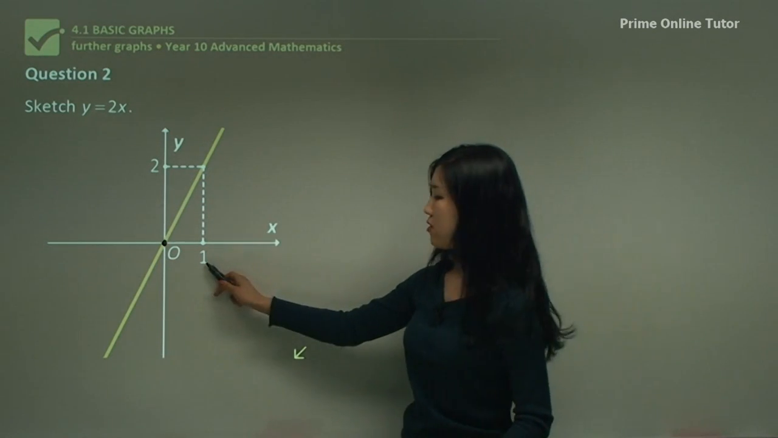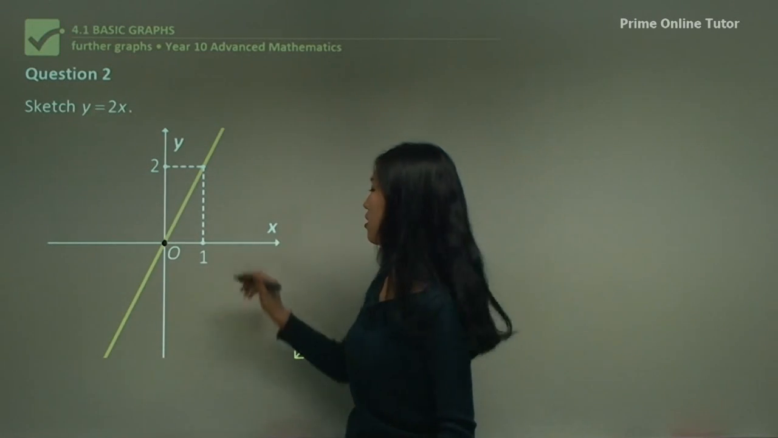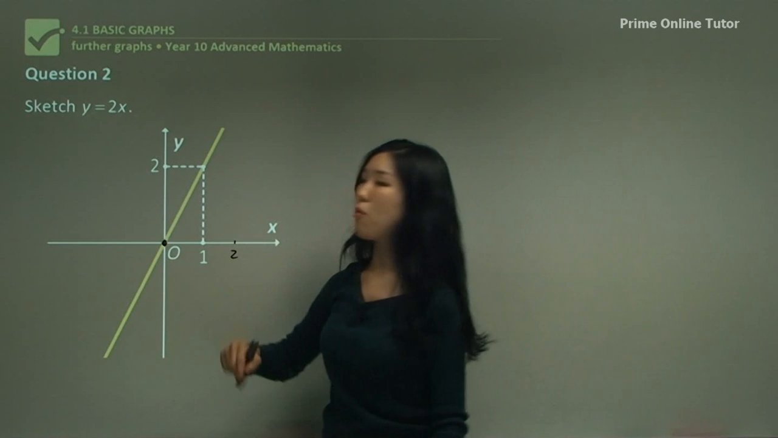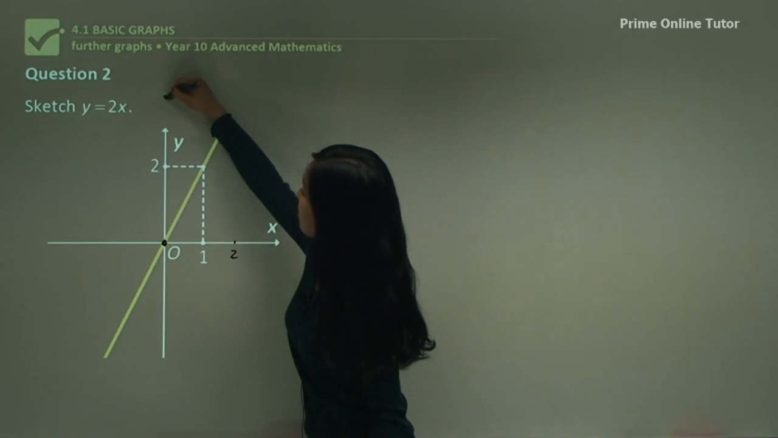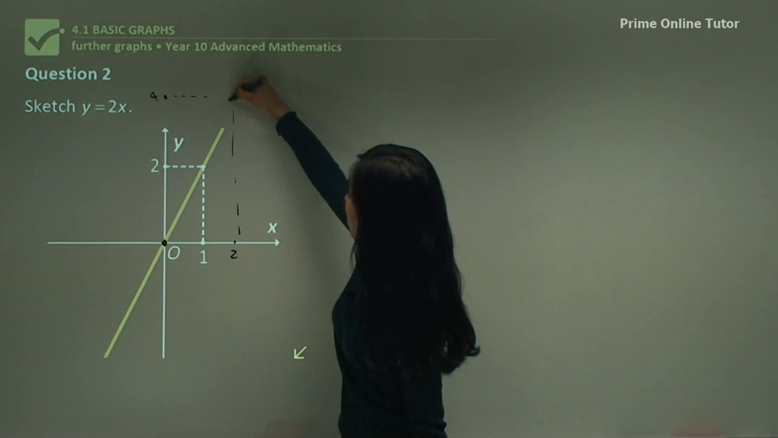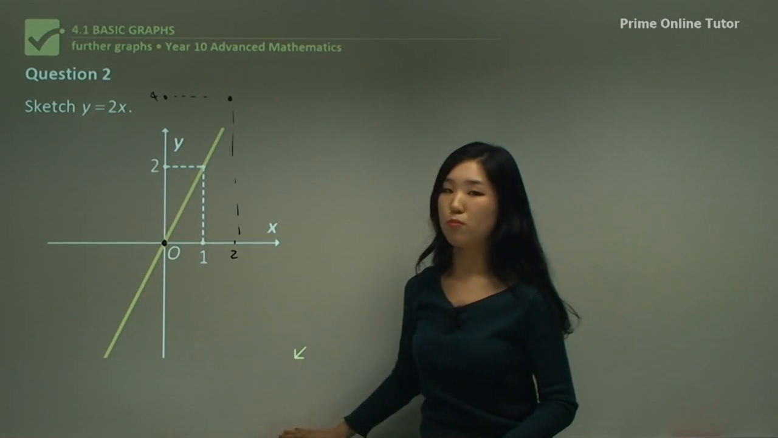But you don't always have to use x equals 1 if you like. You can sub in 2 if you like. So you can go 2, and then sub in 2. What would y be? y would be 4, so it would be up here somewhere. So you would plot it up here somewhere. As long as it makes sense, it doesn't really matter which point you plot.